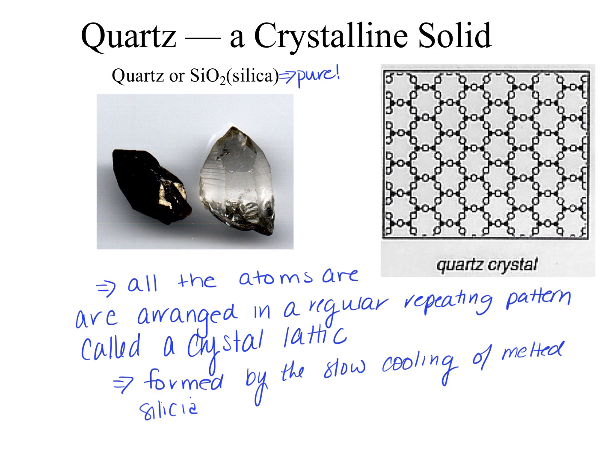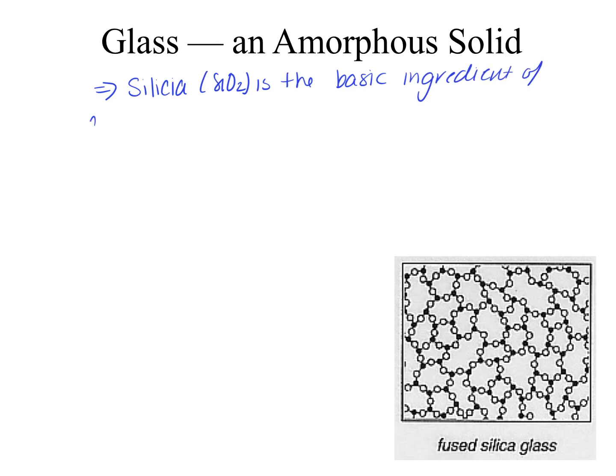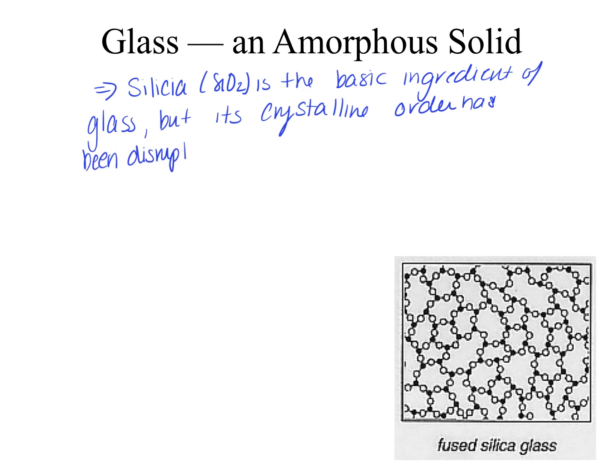Now let's compare that with glass. Glass is an amorphous solid. Silica is the basic ingredient of glass, but its crystalline order has been disrupted due to rapid cooling of melted silica.